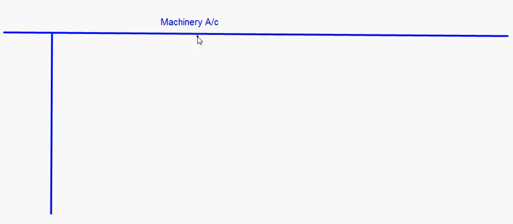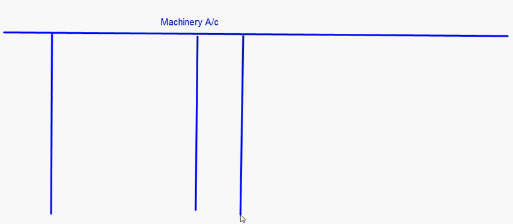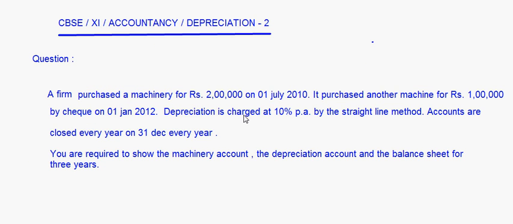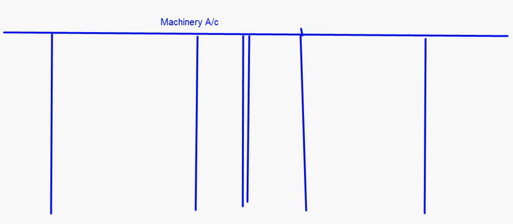You should always remember the date on which the accounts are closed. In some of the questions it will be given as 31st March, in some of the questions it will be 31st December, right? So accordingly depreciation has to be provided. So here is the ledger account for the 3 years that I'm going to prepare.